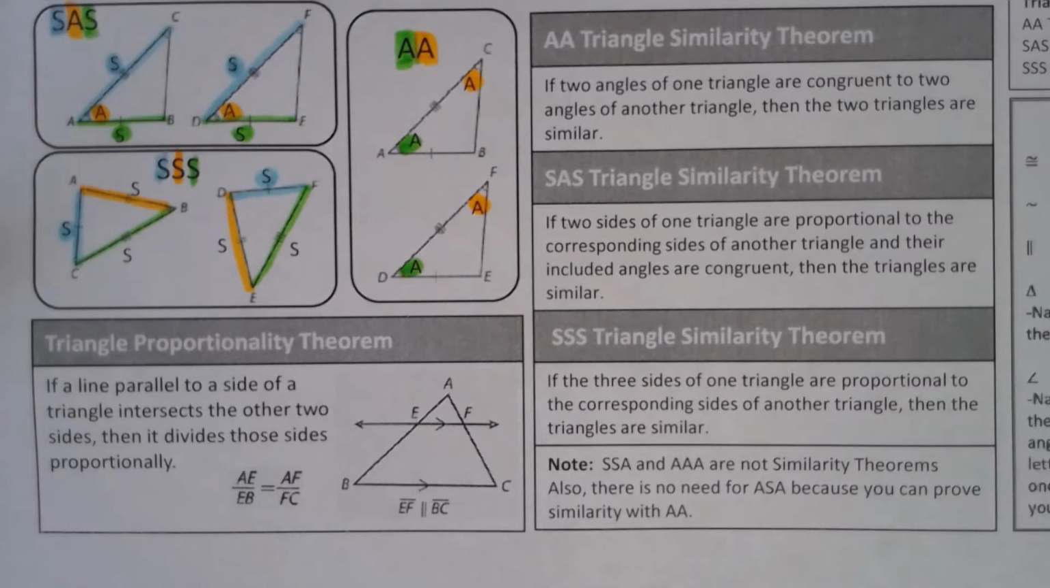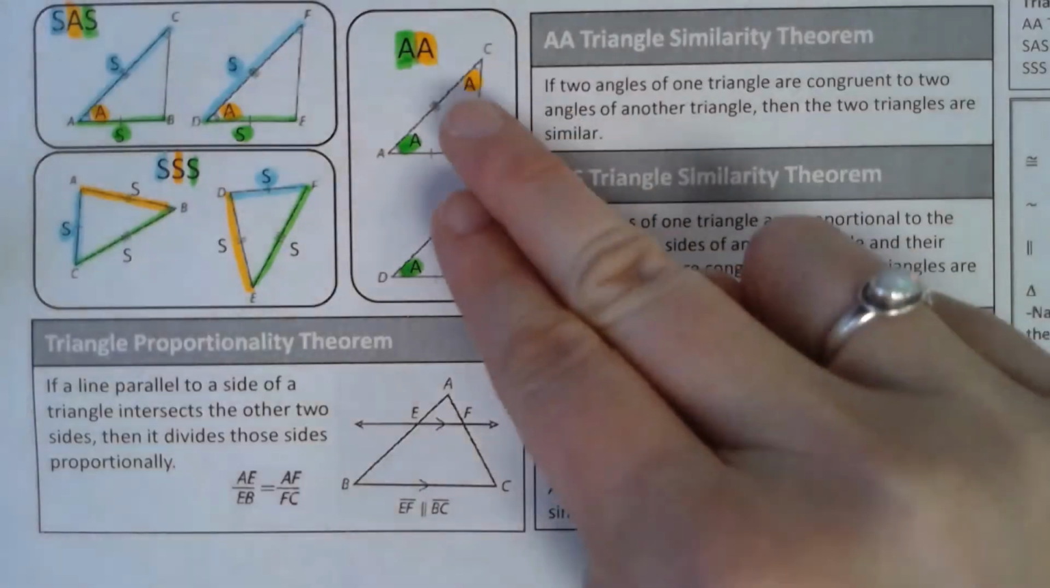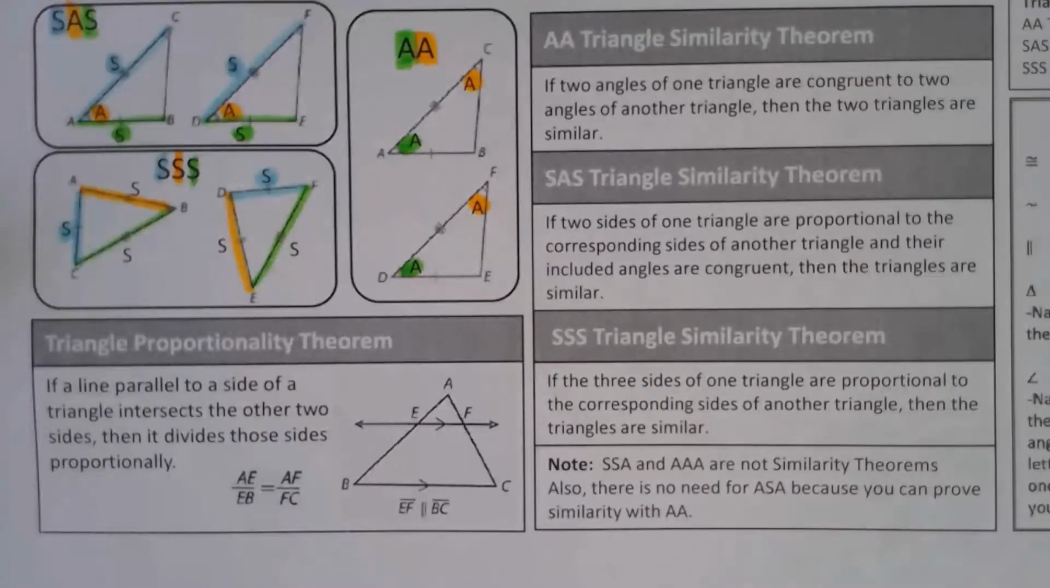You should have learned angle, side, angle with congruency, but that's not necessary to have with similarity, because we can prove similarity with just angle, angle. We don't need the side as part of that angle, side, angle. It is enough with our angle, angle similarity to prove with that theorem.